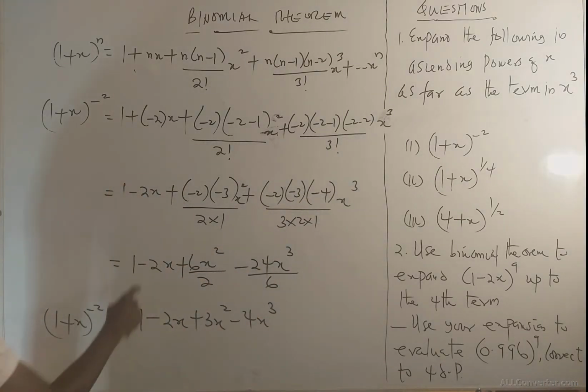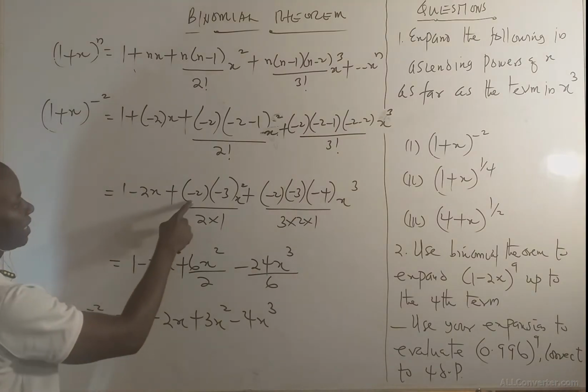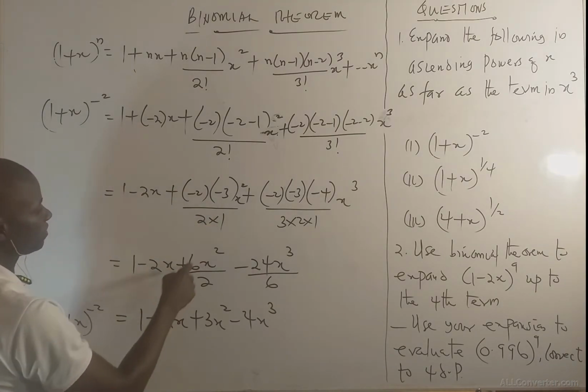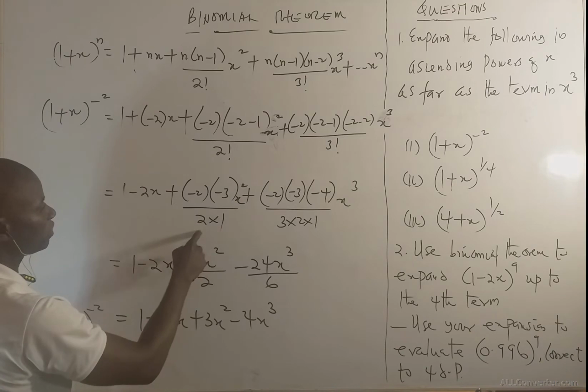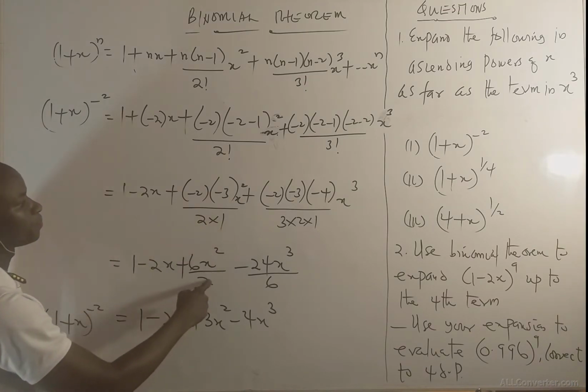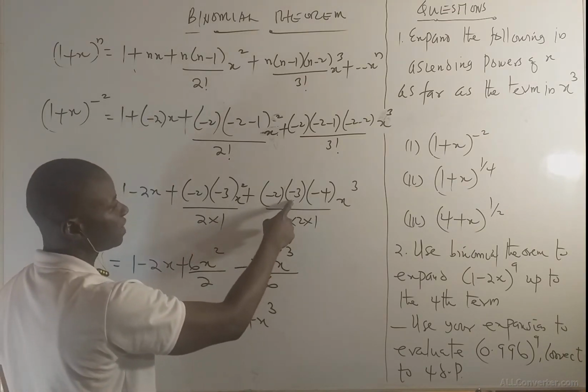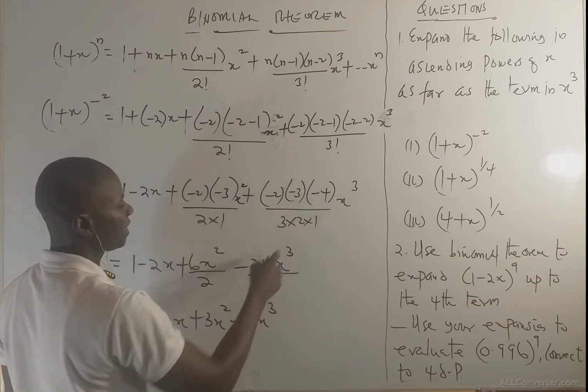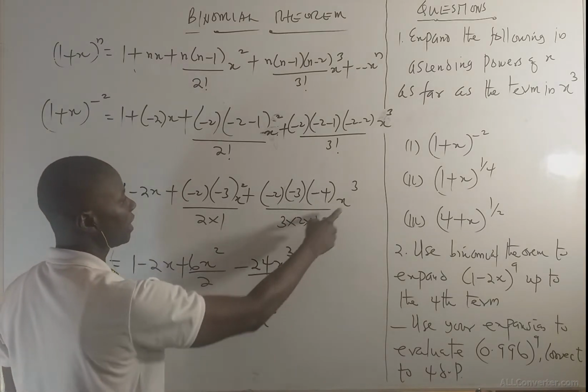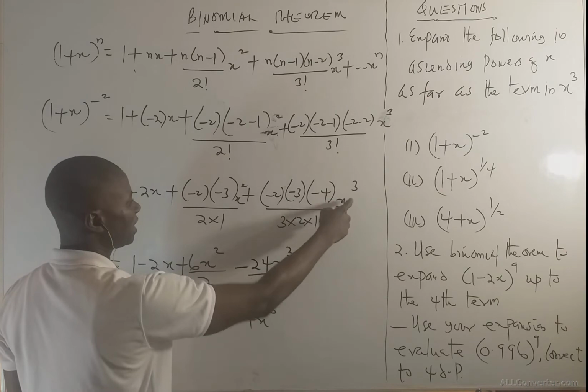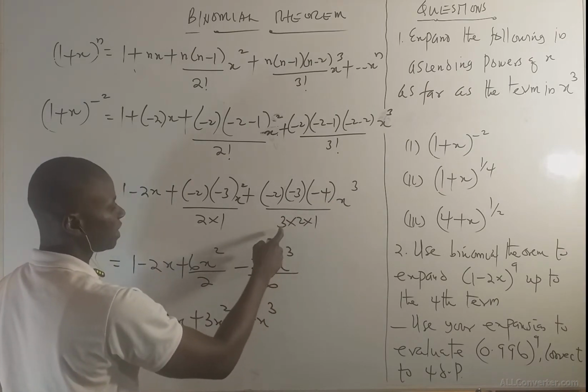So we simplify. 1 minus 2x. Then minus 2 times minus 3 is 6. So we have 6x squared all divided by 2 because 2 times 1 is 2. Then minus 2 times minus 3 is plus 6. Then 6 times minus 4 is minus 24. So minus 24x cubed divided by 3 factorial, which is 3 times 2 times 1.